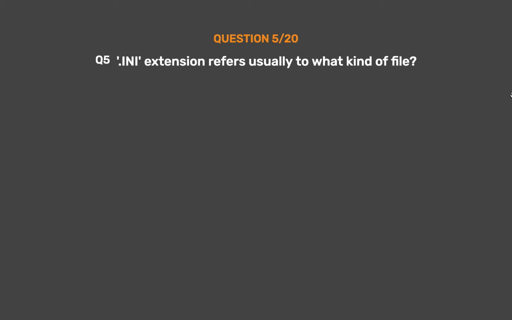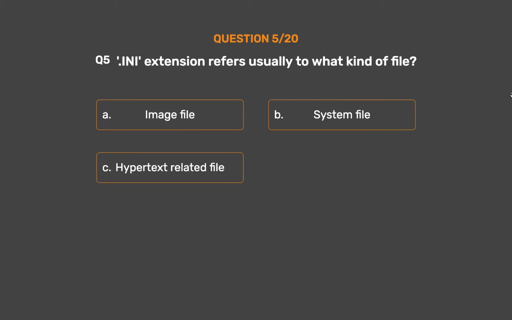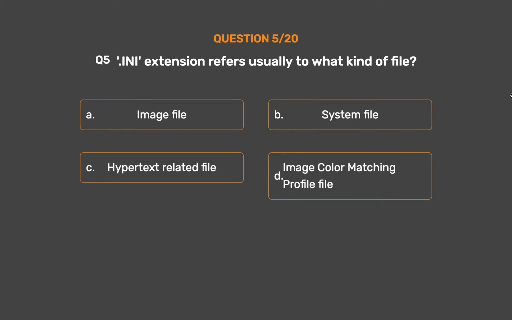Question number 5. .ini extension refers usually to what kind of file? Option A. Image file. Option B. System file. Option C. Hypertext related file. Option D. Image color matching profile file. The correct answer is Option B.